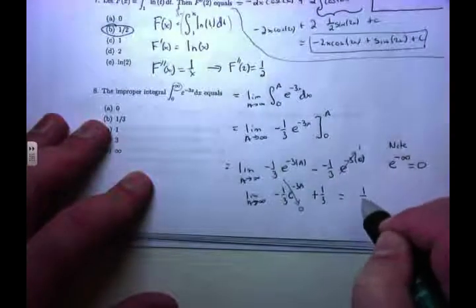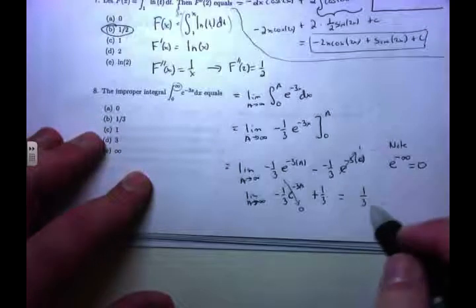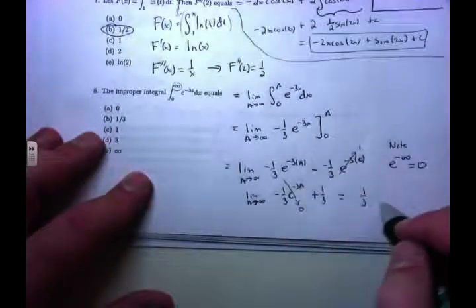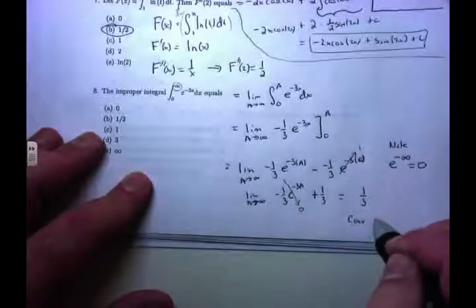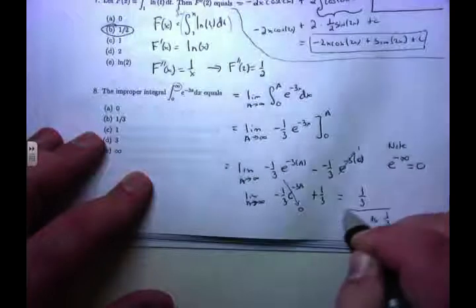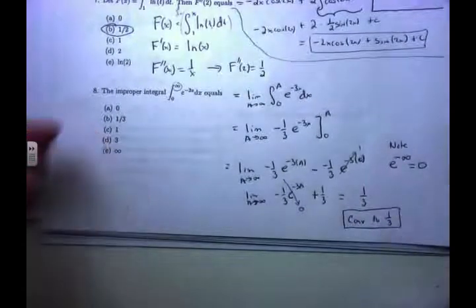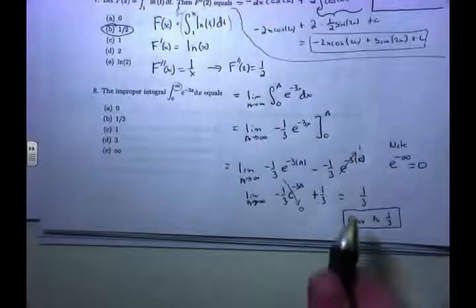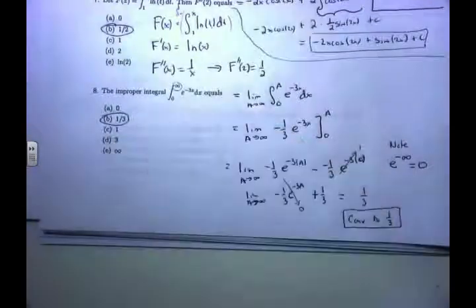0 plus 1/3 is equal to 1/3. And traditionally, we would write the improper answer as converges to 1/3. The converges part lets me know this was an improper integral. But the answer is nevertheless still 1/3, so the answer was B.